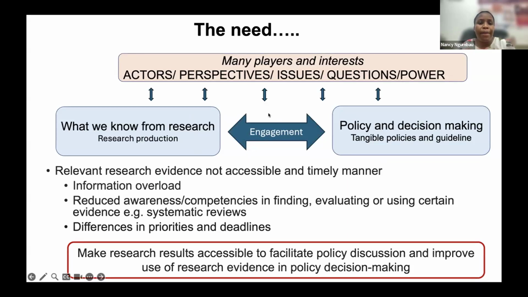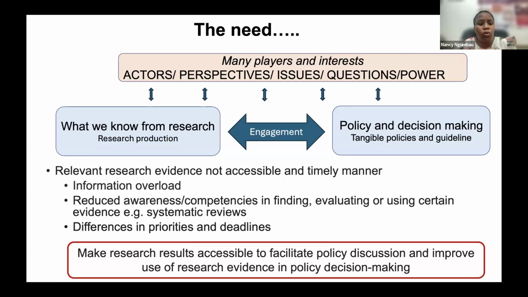We were cognizant that there are many actors, many perspectives, many issues, especially in terms of the policymakers. We have many questions, power dynamics, and basically many players and interests. And that's how we began this process of figuring out how we can disseminate the policy brief. We have relevant research evidence, but it is not accessible and is not given to our policymakers in a timely manner.